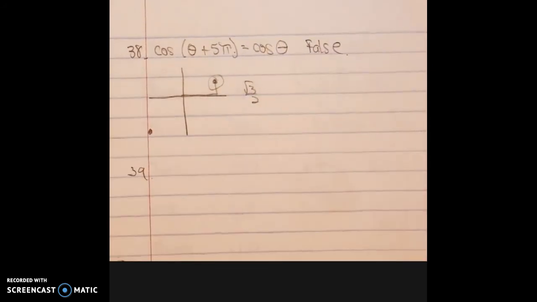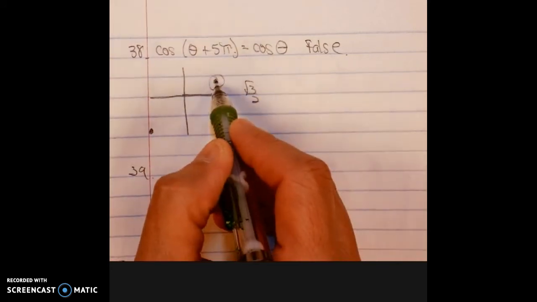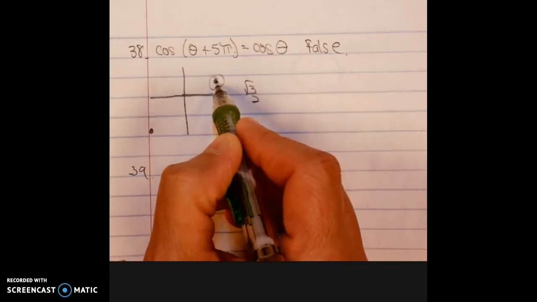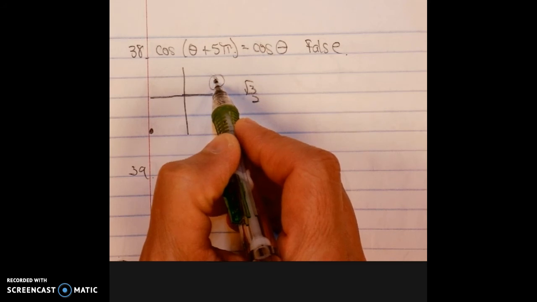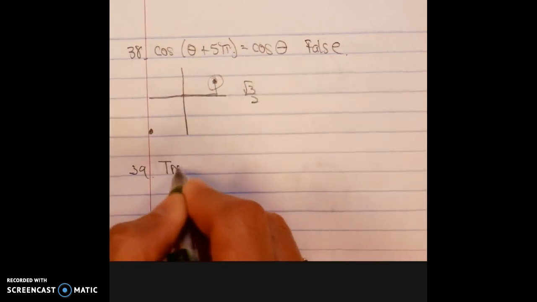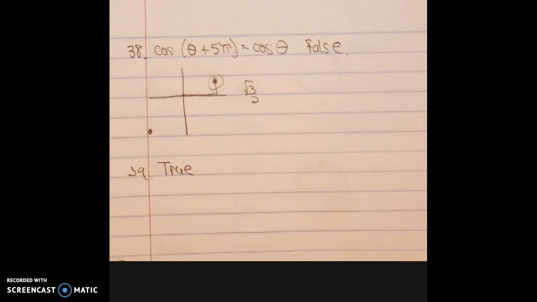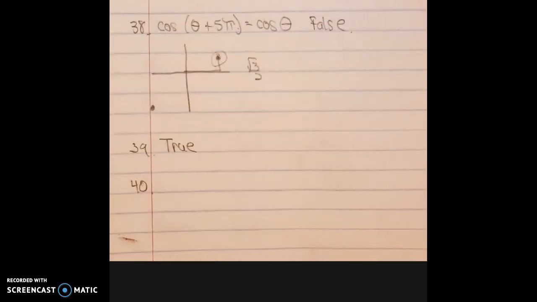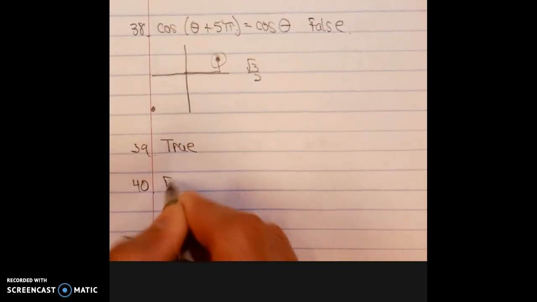Let's go to 39. Now they're asking for that in terms of the sine. So let's use the same picture. If I start here and I go around 2 pi, 4 pi, I'm always going to end up right back to where I started, which means the sine is not going to change at all. Sine squared plus cosine squared is equal to 1.